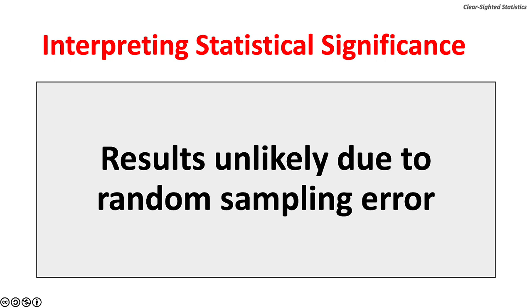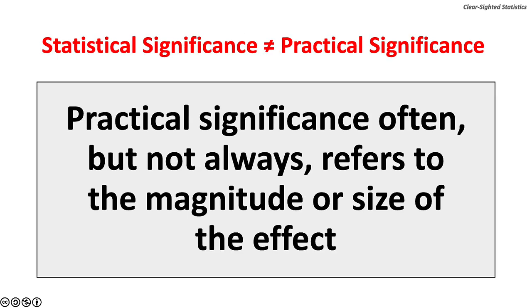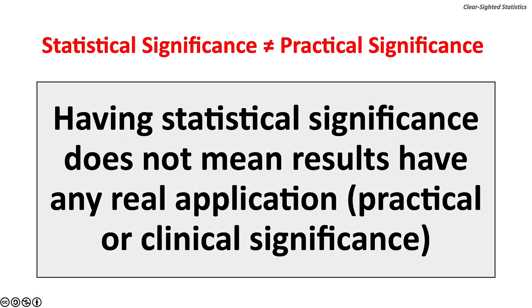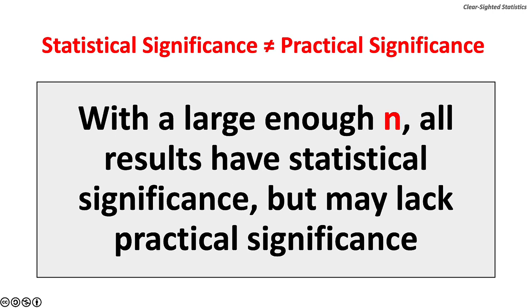Rejecting the null hypothesis means the results are unlikely due to random sampling error. Statistical significance is not the same thing as practical significance. Practical significance often, but not always, refers to the magnitude or size of the effect. Having statistical significance does not mean results have any real application, which is to say practical or clinical significance.